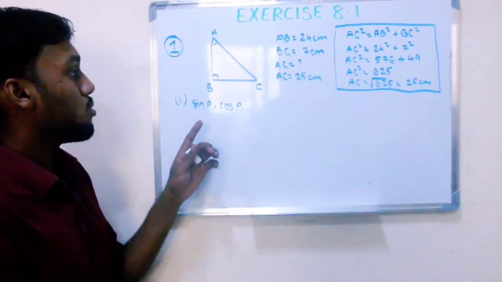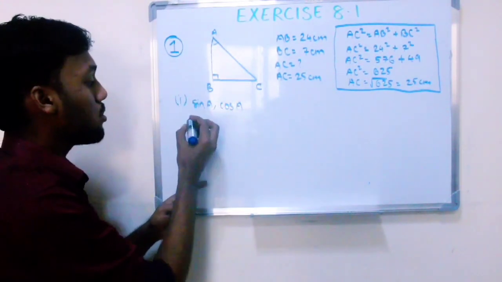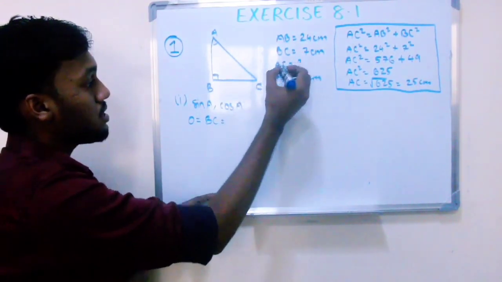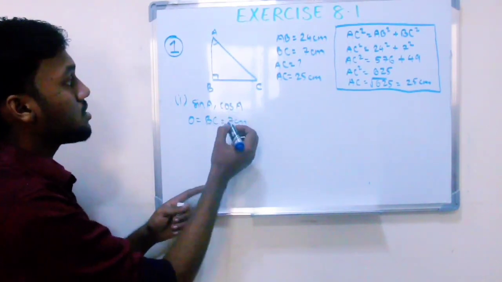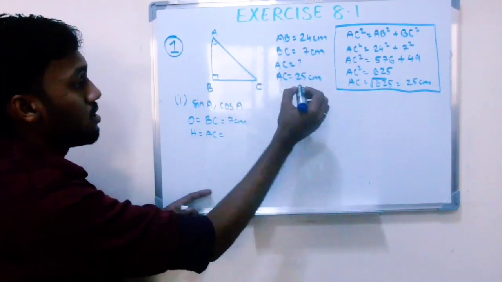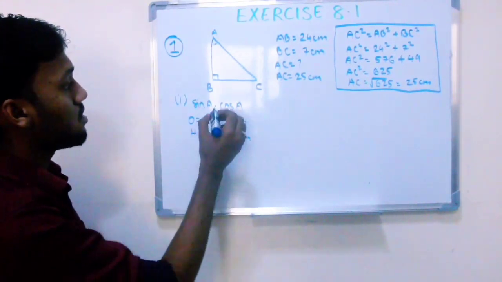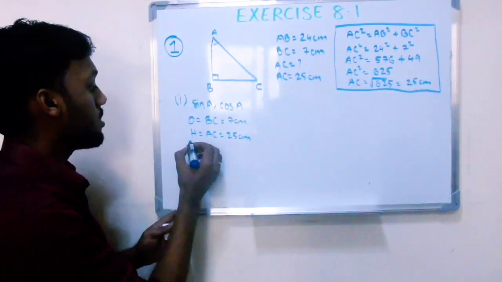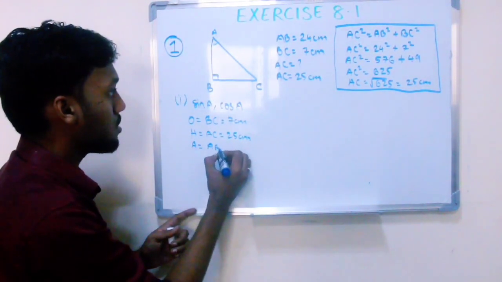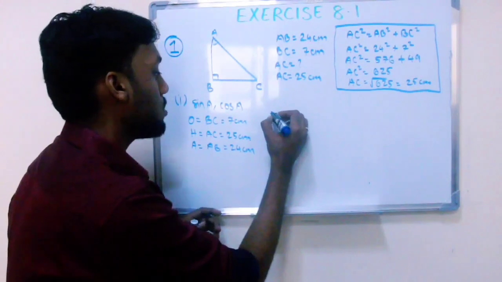So yes. Now for triangle ABC, with respect to angle A, what is the opposite side? Opposite side is equal to BC, which is given as 7 centimeter. And what is the hypotenuse? Hypotenuse is equal to AC, which is 25 centimeter. We just calculated that. And what is the adjacent side? Adjacent with respect to angle A is AB, right? What is AB? 24 centimeter. Now we will calculate sin A.